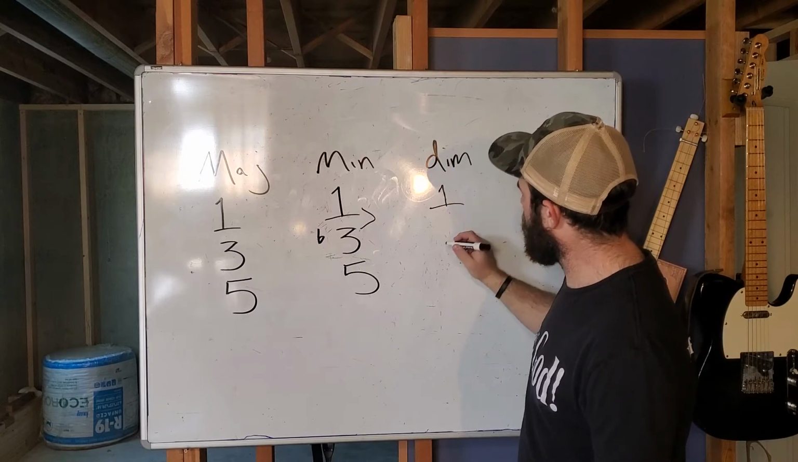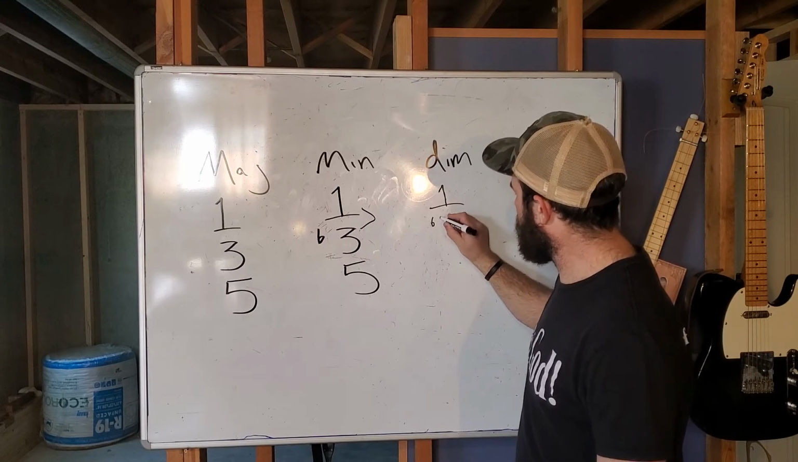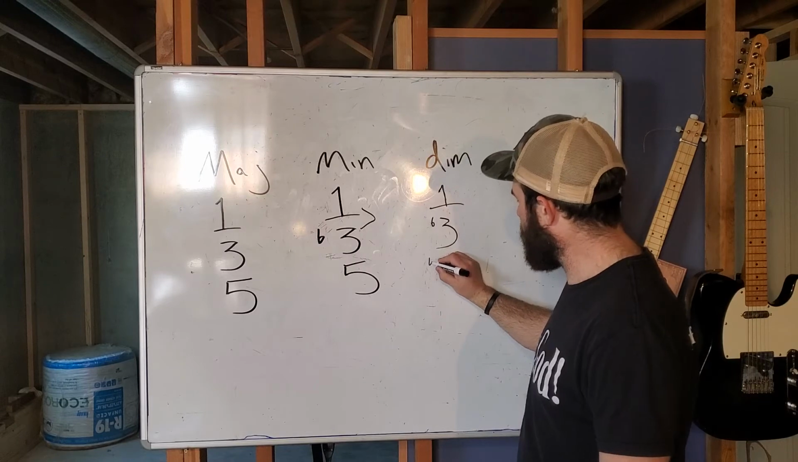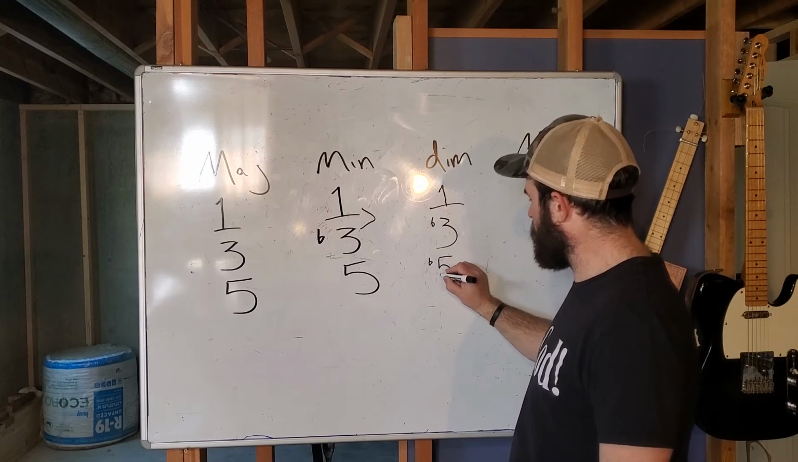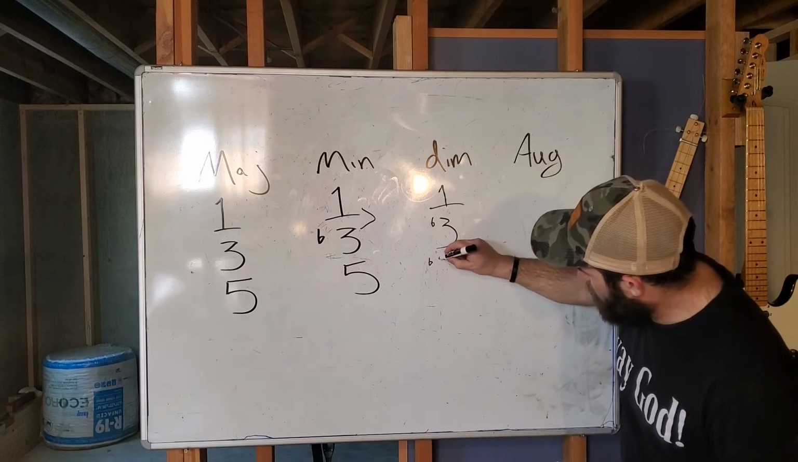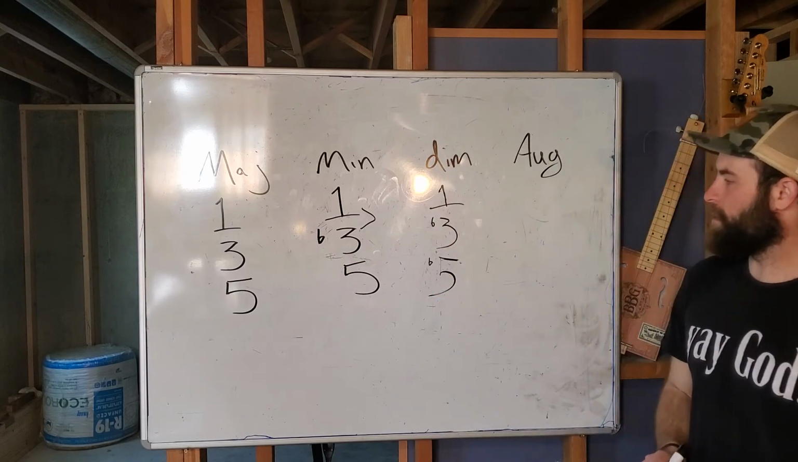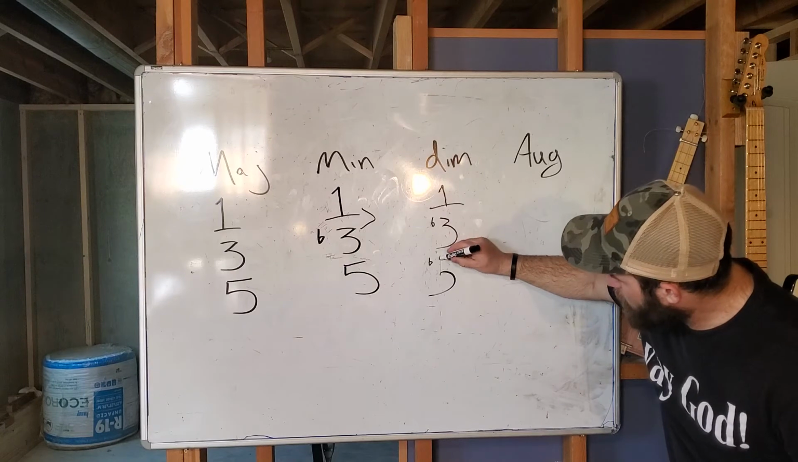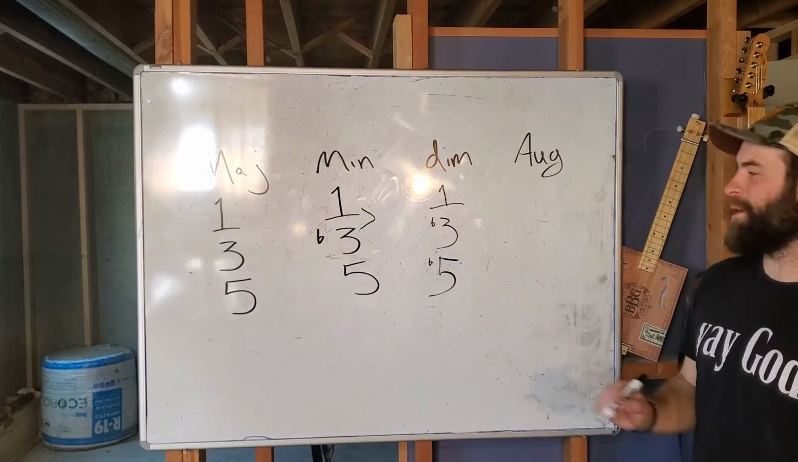Diminished. We've got a 1. We've got a flatted third, and we've got a flatted fifth, or diminished fifth. Let's write it a little bigger here. It's hard to write. It's hard to write and talk at the same time. That 5 doesn't want to go on there.